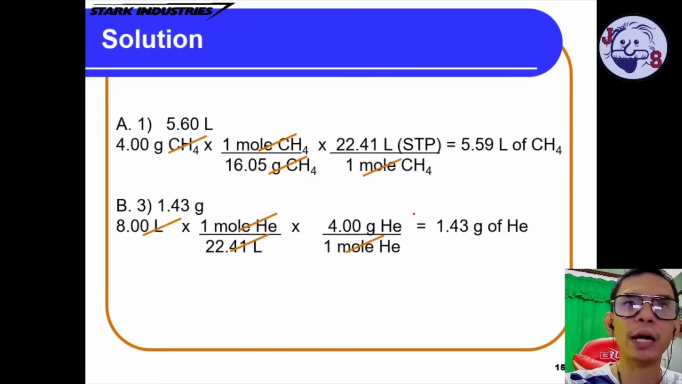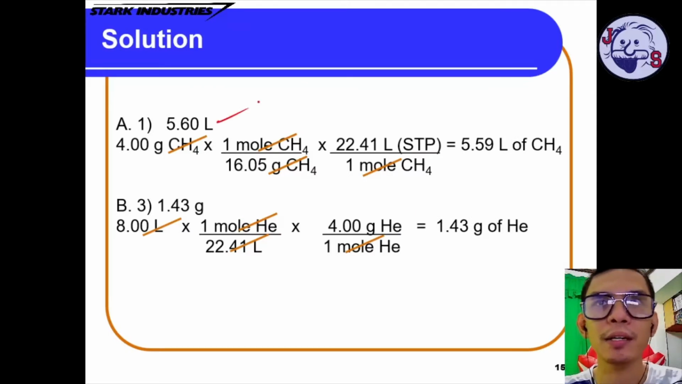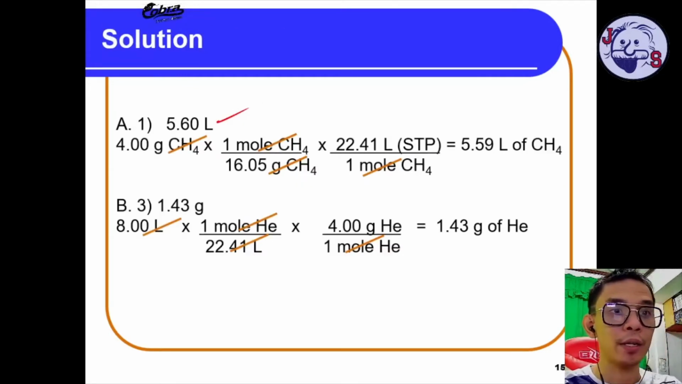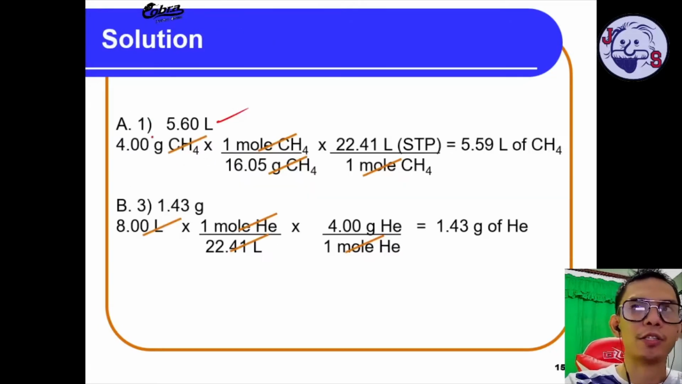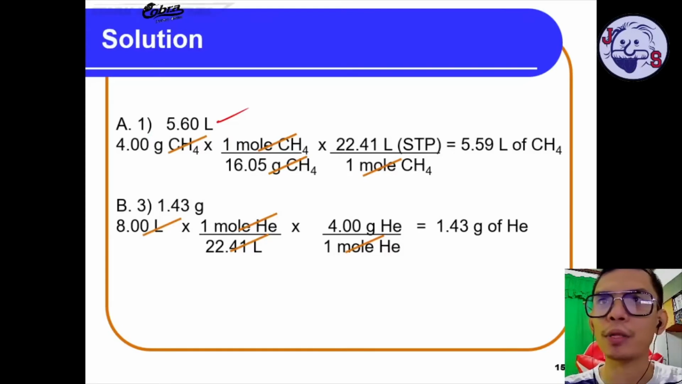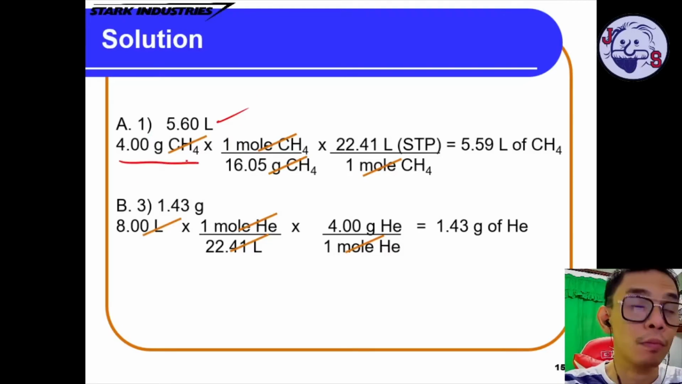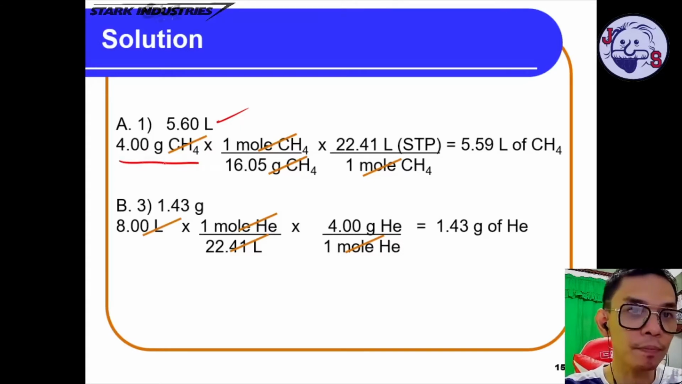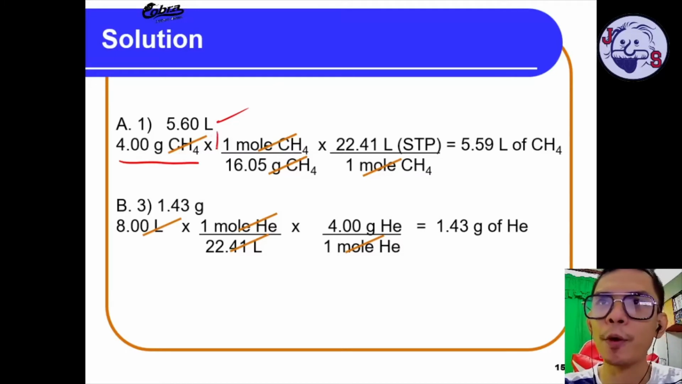All right, so let's take a look at letter A. For letter A, the answer is 5.60 liters, or 5.59. So this is the answer: 5.59 liters. What do we have right here? The first thing to do is put your given. In this case, we have 4 grams of methane.